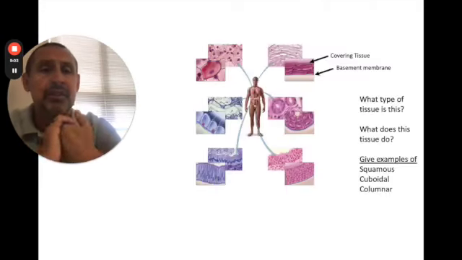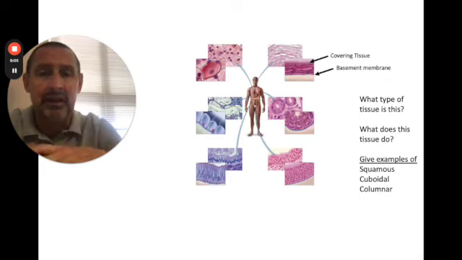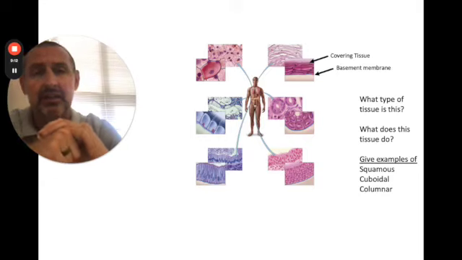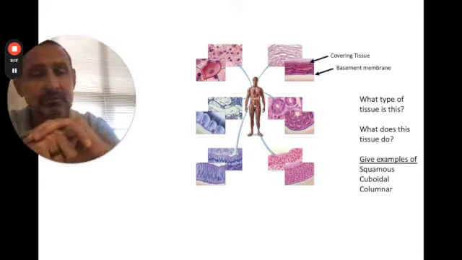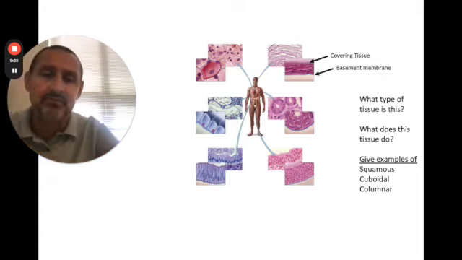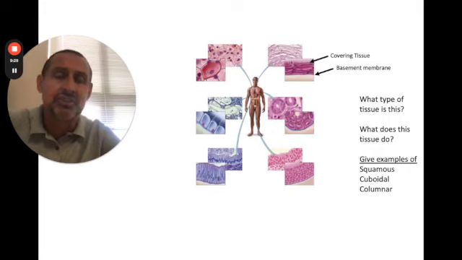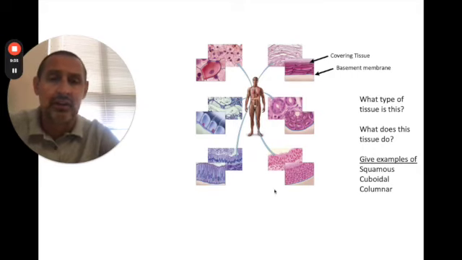So when you think of epithelial tissue, you're looking for the covering tissue and the basement membrane. That covering tissue is going to either cover or line some surface. That's going to create some permeability or protection, typically. You can think of it as simple, so all the ones on this side are simple. All the ones on this side are stratified. So simple squamous, stratified squamous. Simple cuboidal, stratified cuboidal. Simple columnar, stratified columnar.